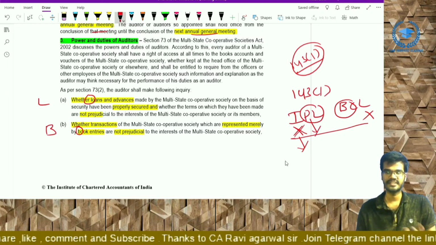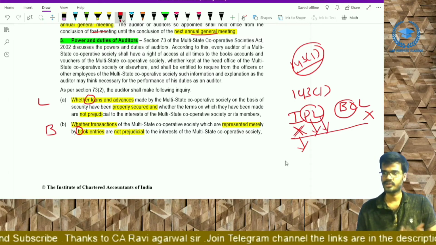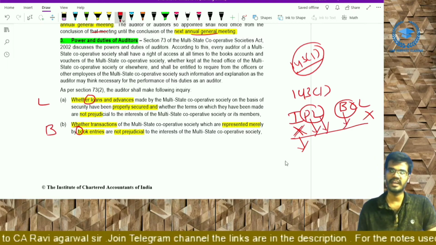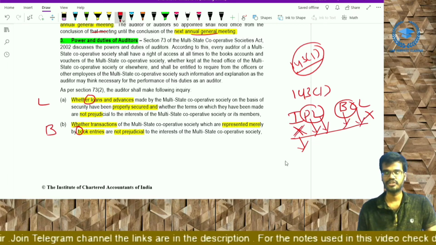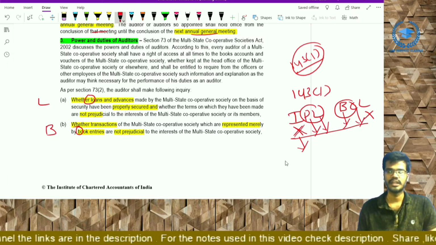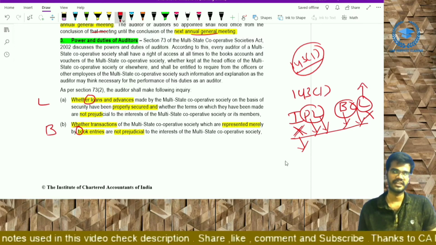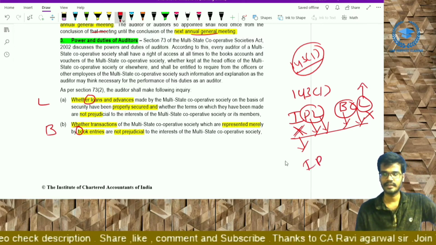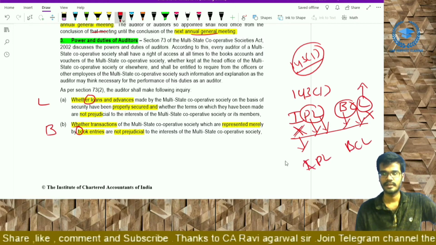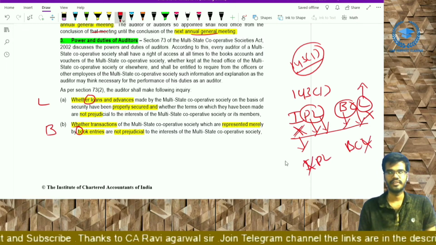And P is the personal expenses. L is the loans and advances security we have to check. And B is a mere book adjustment entry. C is share issued for cash, whether they have been collected or not. And L is the loans and advances which are not shown as deposit, term deposit, right? In this only PL and BC are there. Only the 4 points are there.